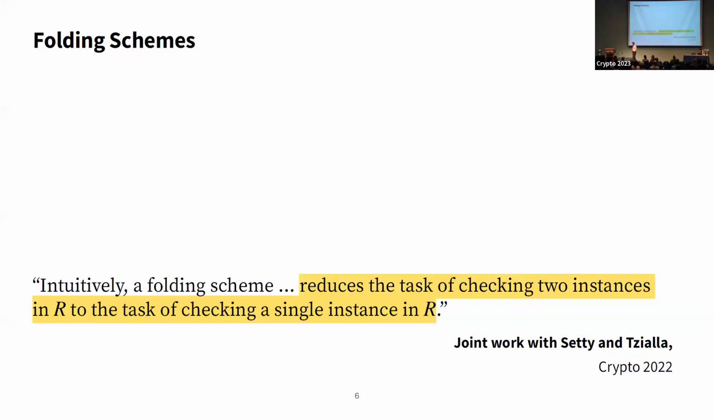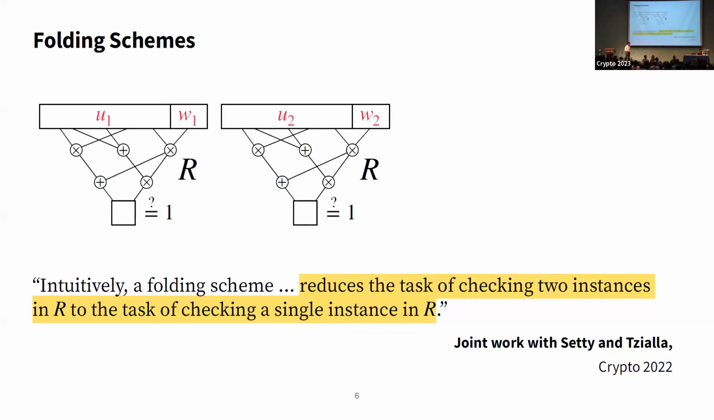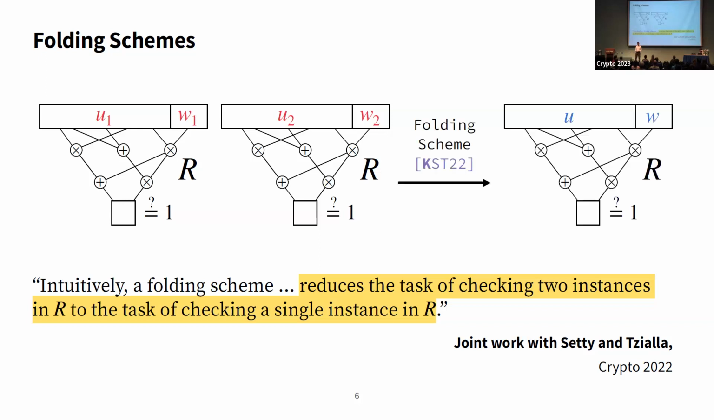And just last year, here at Crypto 2022, we showed that it was possible for a prover and a verifier to interactively reduce the task of checking 2 statements in an NP-complete relation to the task of checking just a single statement in that NP-complete relation. And to formally define this protocol, we designed a new abstraction called folding schemes.